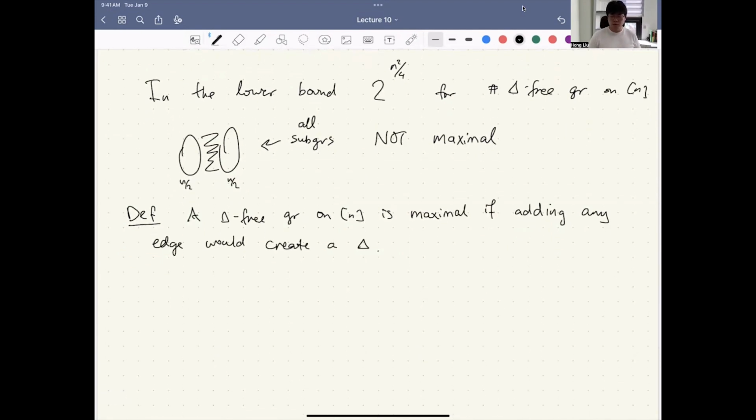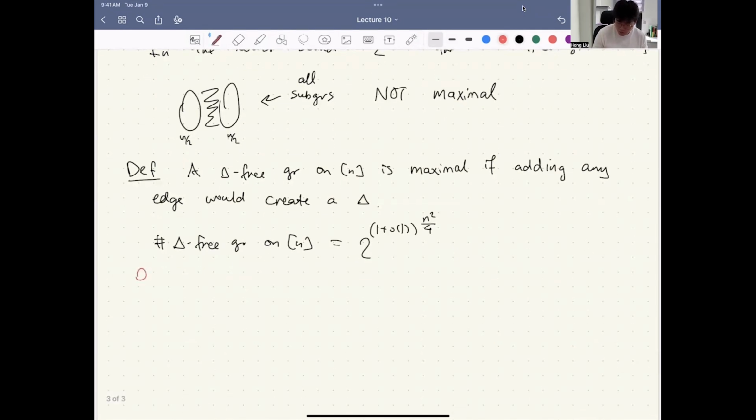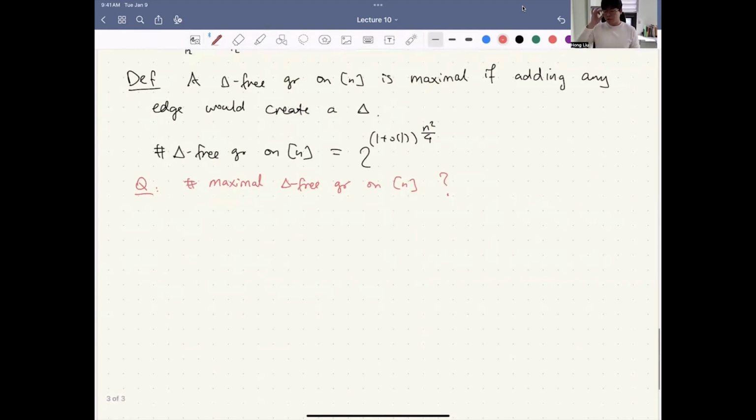It's not maximal. So it's natural to guess, since most of these are not maximal. Recall, the number of triangle free graphs on n is 2 to the 1 plus little o 1 times n squared over 4. Then a natural question is, what about the number of maximal triangle free graphs? Is it much less? As it turns out, it is exponentially smaller.